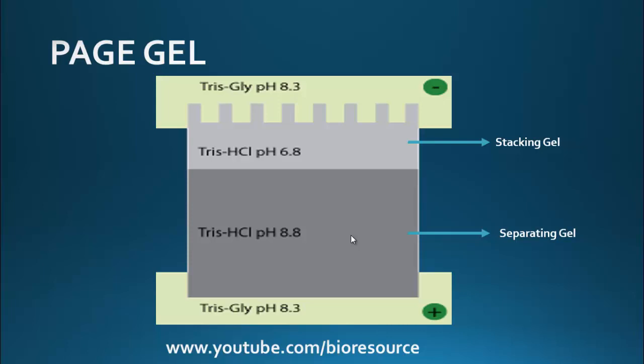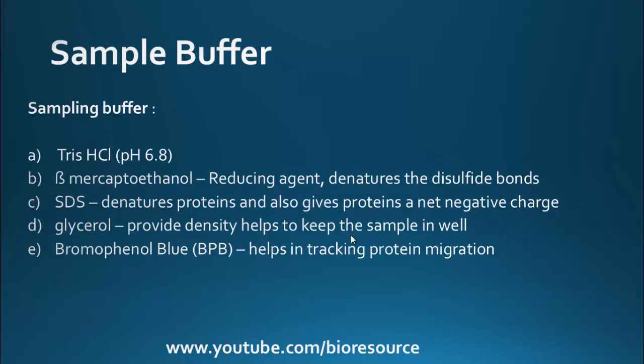So in SDS-PAGE, the SDS imparts a negative charge onto the protein. So the proteins will be uniformly negatively charged, and under the influence of the electric field they separate only based on the molecular weight. The sample buffer or the denaturation buffer used for preparing the samples includes tetramethylethylenediamine, beta-mercaptoethanol, SDS, glycerol and bromophenol blue. So these are the components in the sample buffer.